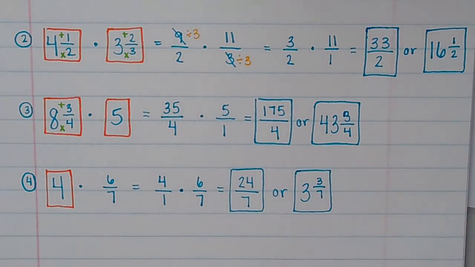All right. So that is how we multiply mixed numbers and whole numbers. So we'll keep practicing with this, and hopefully you'll get the hang of it. Let me know if you have any questions.